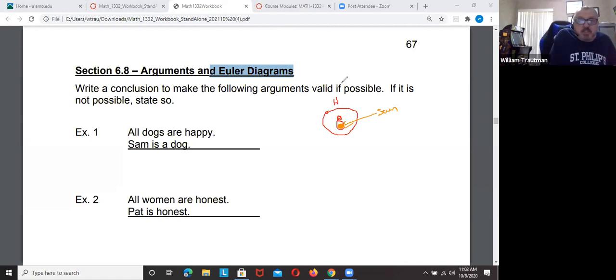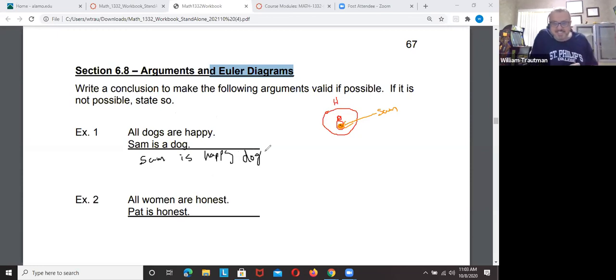So the statement we can make for this is since Sam is a dog, Sam is happy because Sam is inside the dog ring and the dog ring is inside the happy ring. So all dogs are happy. Sam is a dog. Sam is happy. You can say happy dog if you want. Sam is happy or Sam is a happy dog.